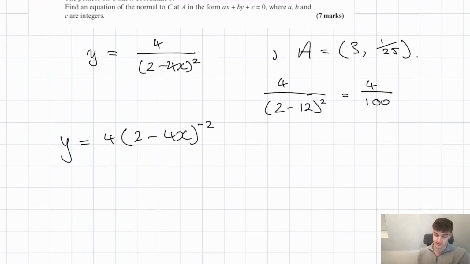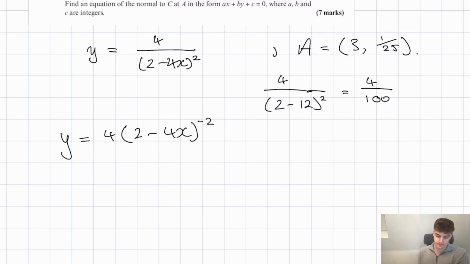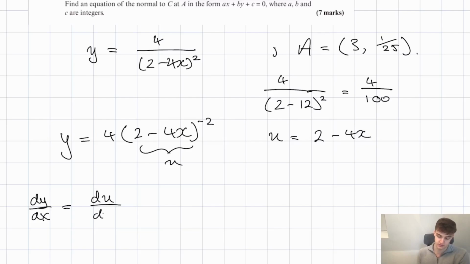But anyway, not that we need either in this case. dy by dx is going to be here. Well, again, we might want to make a substitution here. So if we call this u, that's the natural thing to pick for it. We're going to have u is 2 minus 4x. dy by dx is going to be du by dx times dy by du.